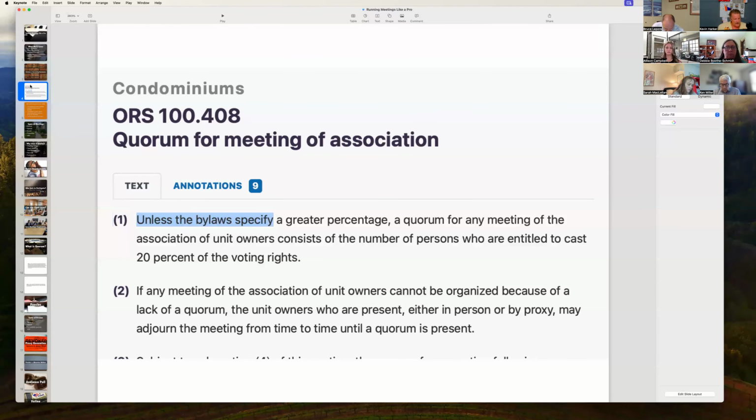Now, here's a good example. Some of you are in Washington, some of you are in Oregon. This is from Oregon, and it says, unless the bylaws say otherwise, your quorum is 20%. So if your bylaws say quorum is 10%, it's 10%. If it says it's 50%, it's 50%, okay?